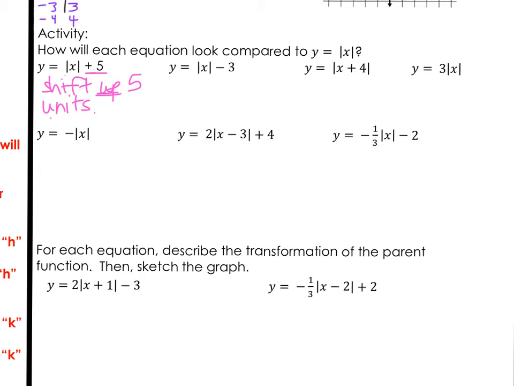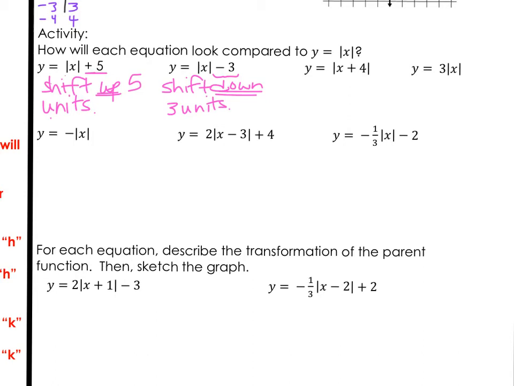In the next example, absolute value of x minus 3, same idea, but now the graph will shift down 3 units. Sorry about that. Shift down 3 units. And again, the shape will still stay the same. The arrows will point up and go to the left and to the right.